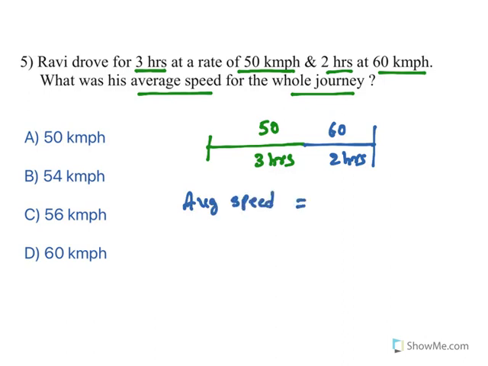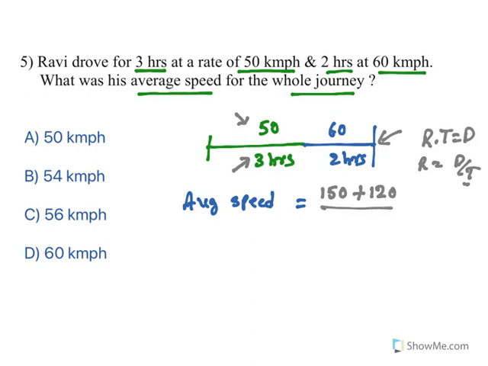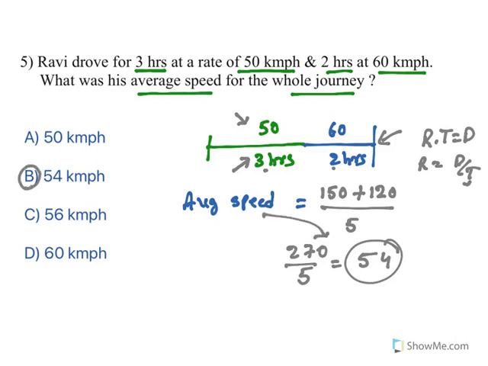When you talk about average speed, what do you need? See, R into T equals D. Now R equals D by T. So total distance by total time. Total distance means for 3 hours, if he is moving at 50 kilometers per hour, how much distance will he cover? 3 into 50, 150 kilometers, plus 2 hours at 60 kilometers per hour, 2 into 60, 120. What is the total time? 3 plus 2, 5 hours. What it becomes? 270 by 5. How much is this? By 5 is a 25, by 4 is a 20. So what is the average speed? 54 kilometers per hour.